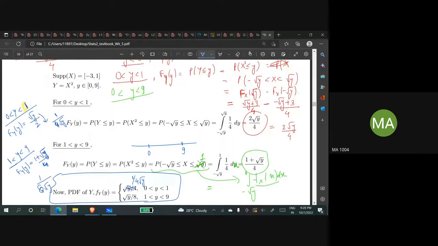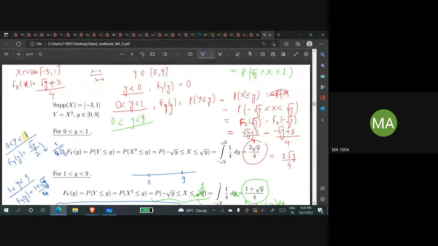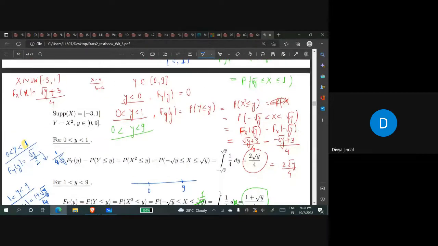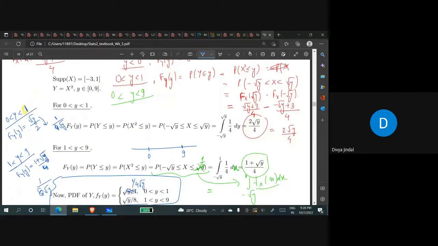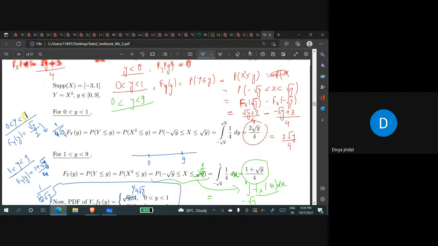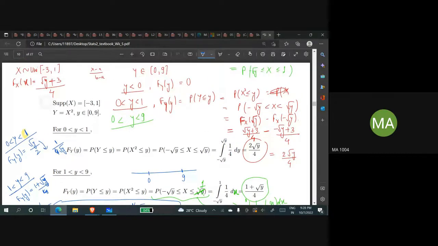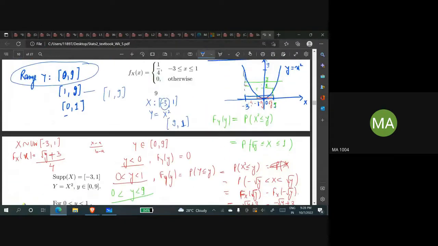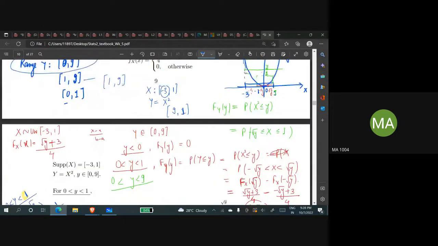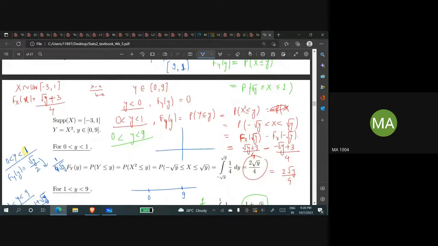Okay, any doubt in this? How did we get, for y being 0 to 1, F_Y(y) as root y? I got the 1 to 9 part. We've just found the CDF as (1 plus root y) by 4. So for 0 to 1, you see here that when y is lying between 0 to 1, let's try it here. Say this is minus 3 and 1.